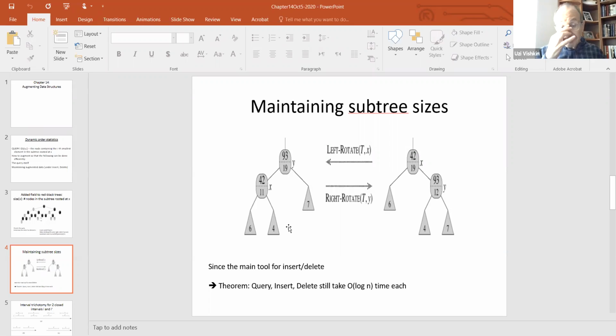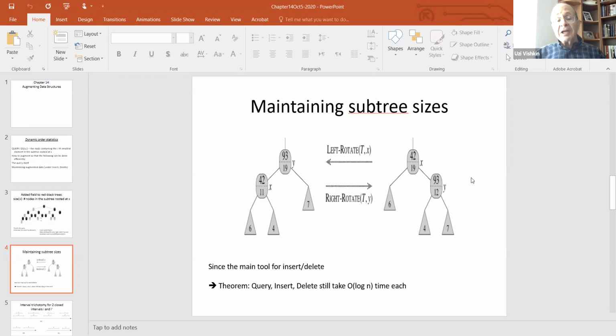So now, if I were to do a right rotate, X will be the root, will move to the parent state, and Y will become a right child. So here, Y is the parent, X is the left child. Following a right rotate, X becomes the parent, Y becomes the right child, right?